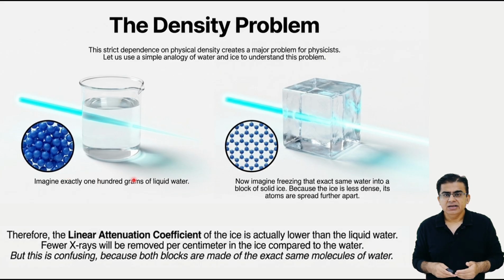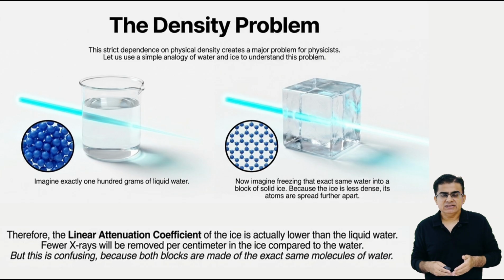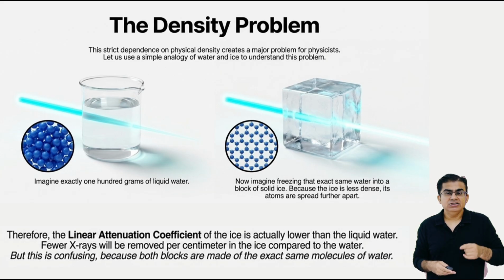Now in reality, we cannot simply rely on a coefficient that changes just because the same atoms are packed differently, like water and ice. We need another completely pure measurement of stopping power. How can we remove the impact of density to measure the stopping power of a matter? We will see how we solve this exact problem in our next slide.